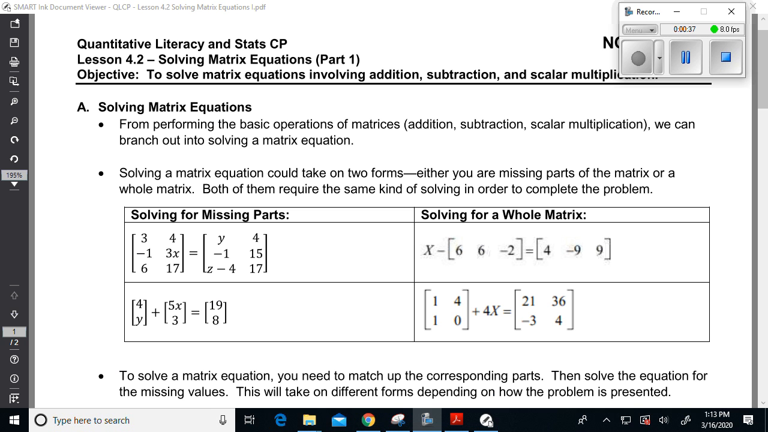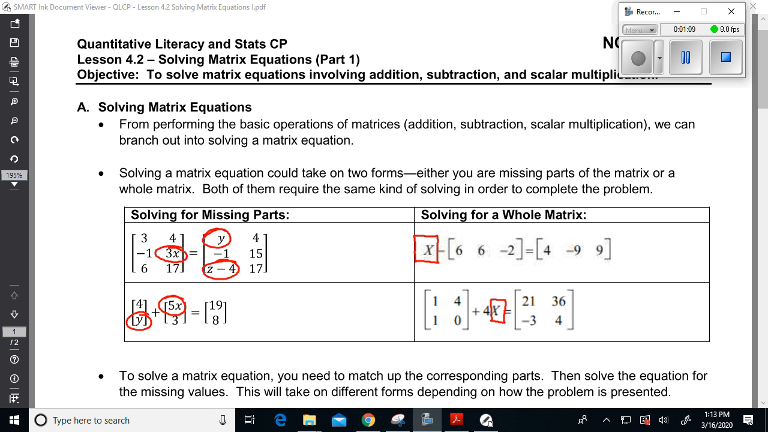So if you notice, based off of what you see on the screen, solving a matrix equation can take on 2 forms. Either you're missing part of the matrix, as you can see on the left-hand side, or you're missing a whole matrix, and you have to find out all the parts of it. So you could be missing bits and pieces, or you could be missing the whole thing.